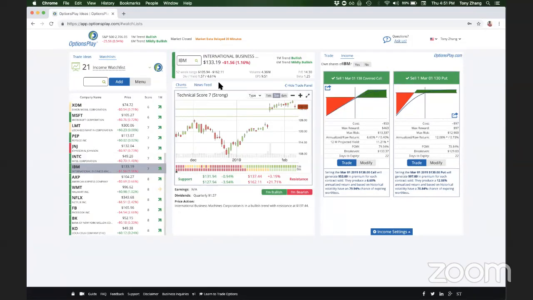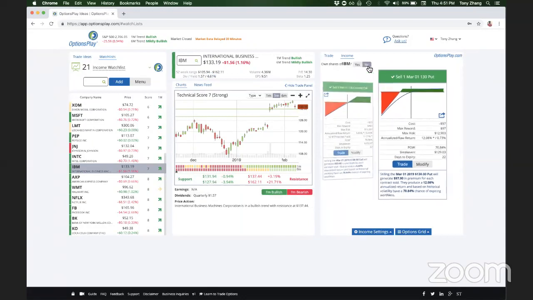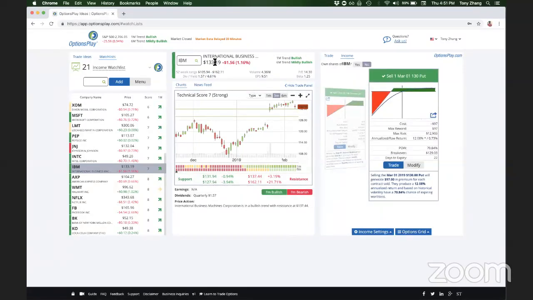So IBM, a very high yielding stock at 4.6%, if you wanted to purchase this stock at a lower price, which is trading at 133, this is telling you to look at a March 1st 130 put, so about a $3 discount off the purchase price. And in addition to that, you're going to receive another $97 per 100 shares, so another 73 basis point discount off of that stock purchase.